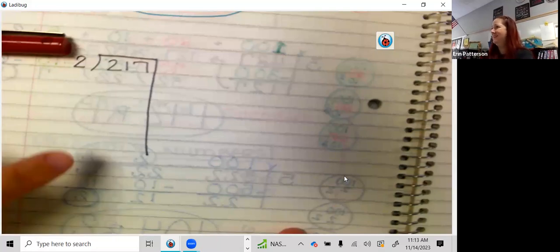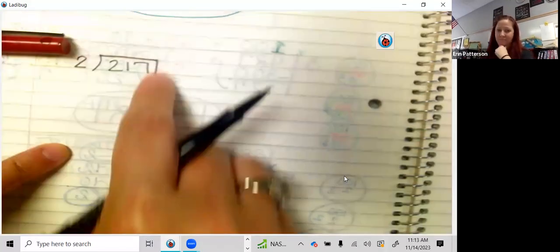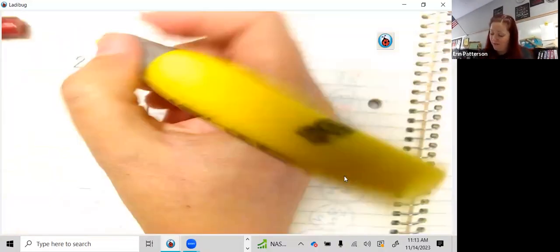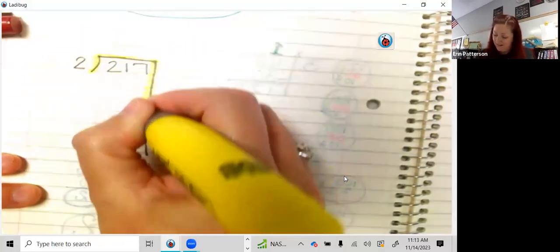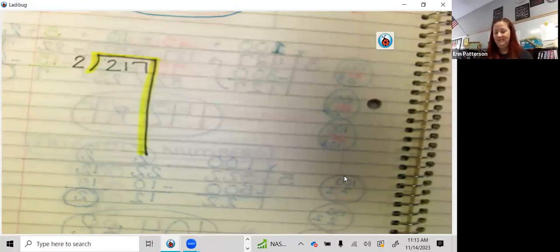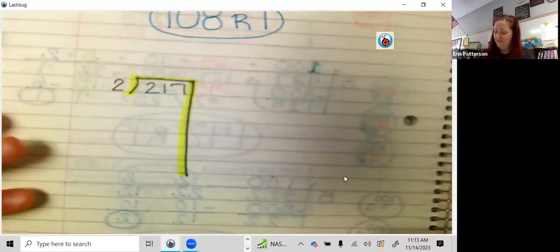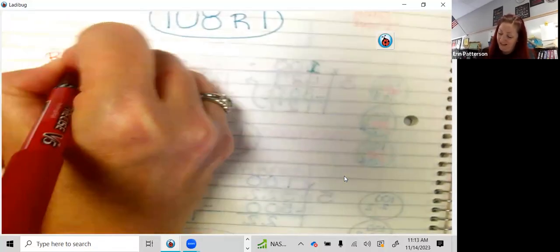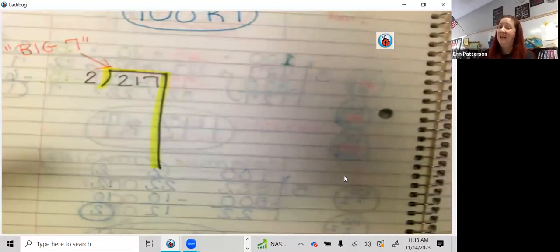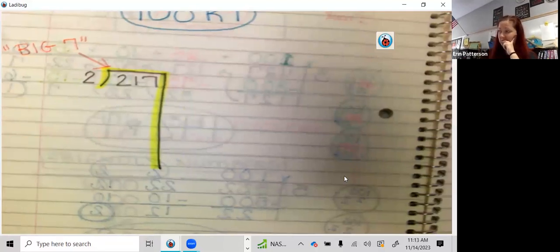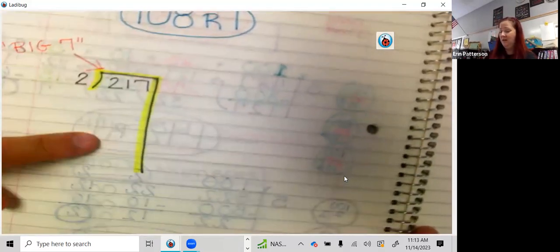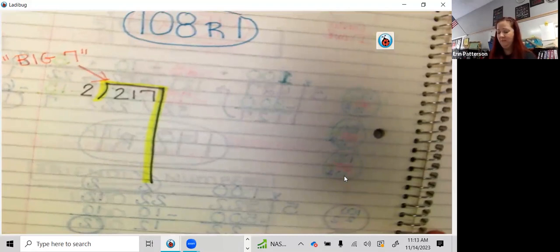Miss Berry calls this one the Big 7. I'm going to highlight this shape. I'm going to draw an arrow to it, and I'm going to call it Big 7. Miss Berry uses the Big 7 more than anything else when she teaches. So I want to make sure you see it this way because I've been showing you the area model. I'm going to show you the Big 7 now.